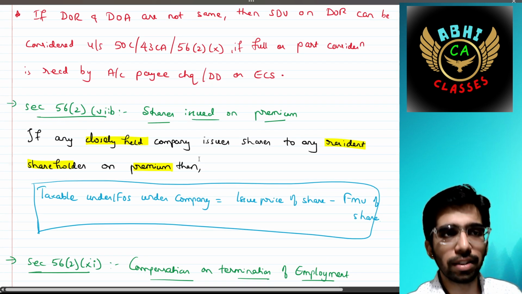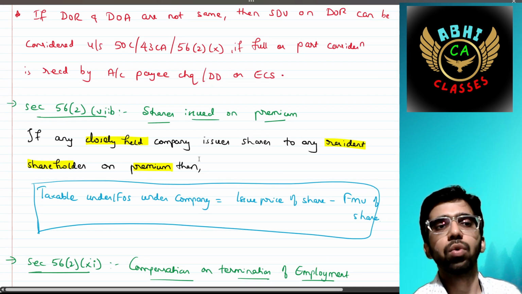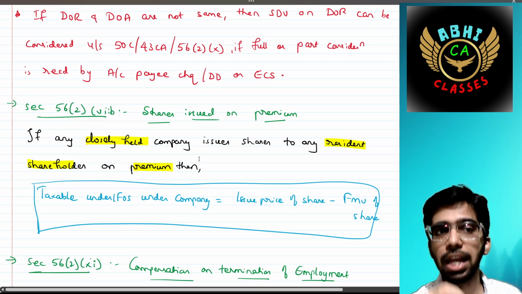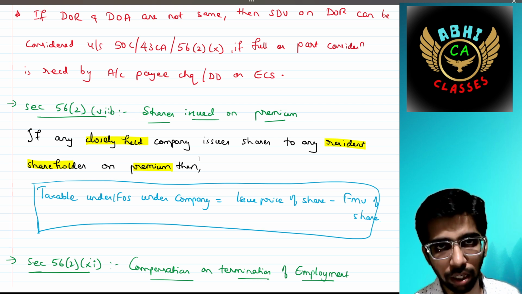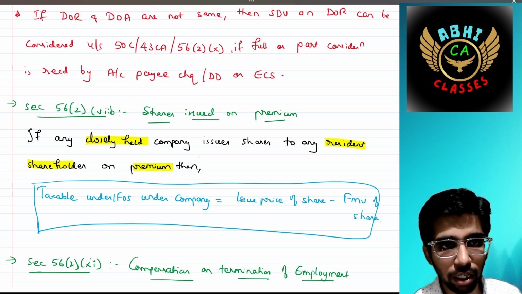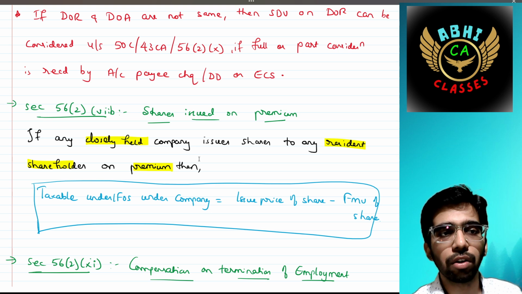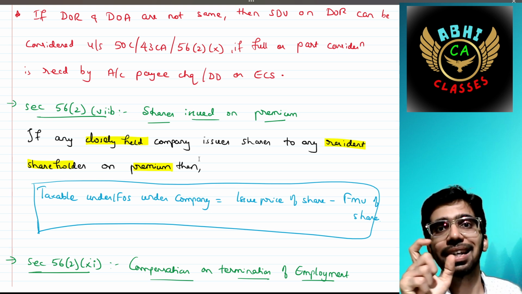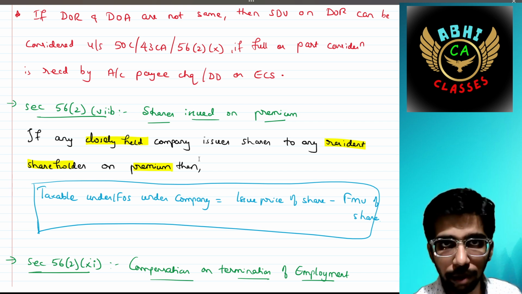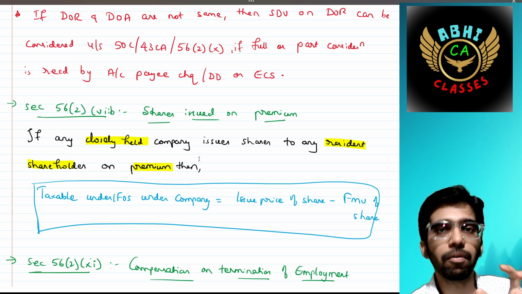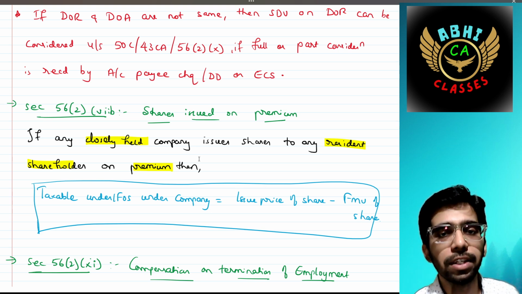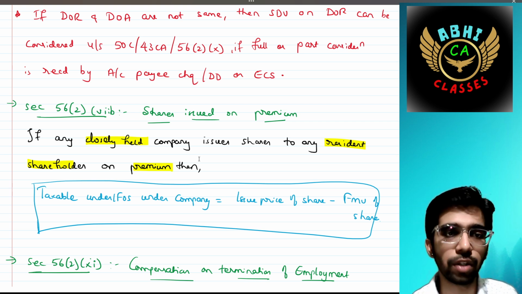Okay, then section 56(2) sub-section (viib), it says shares issued at a premium. If any closely held company, that means a private limited company, issues shares to a resident individual, the term resident is very important, at a premium, then the excess of the issue price over the fair market value of the shares is taxable in the hands of the company.